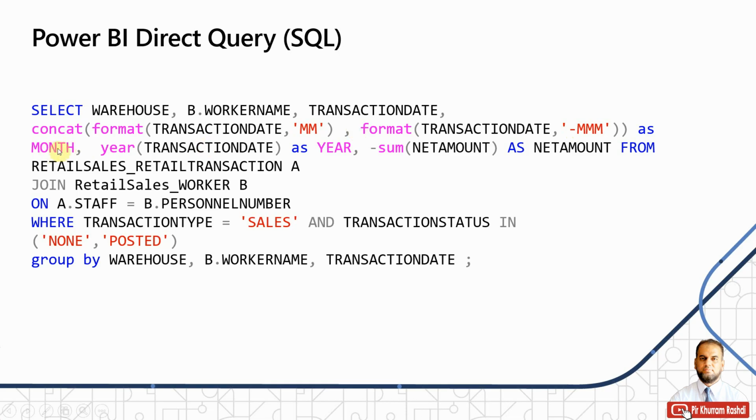So this will be shown as a month, and then year from the transaction date. From the transaction date I'm getting the year also, and the net amount as I already discussed. Then I have to group by my SQL query with the fields which are not included in the aggregate function. So we can see warehouse, worker name and transaction date are not in the aggregate, and the net amount is in the aggregate, so no need to put it in group by. So this is my query.